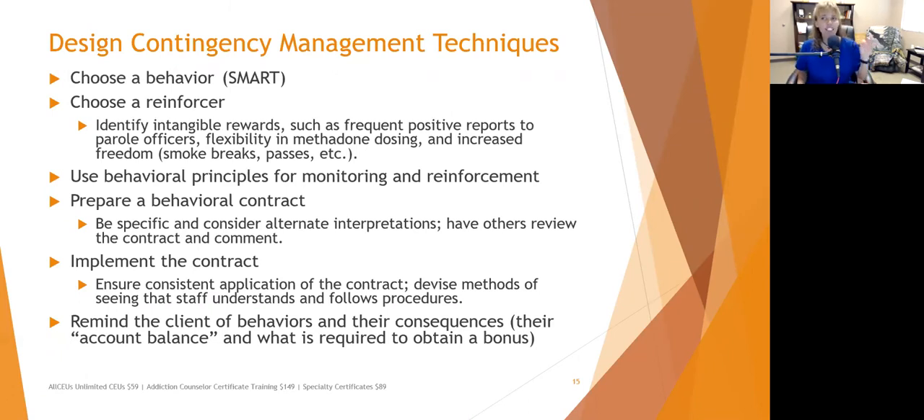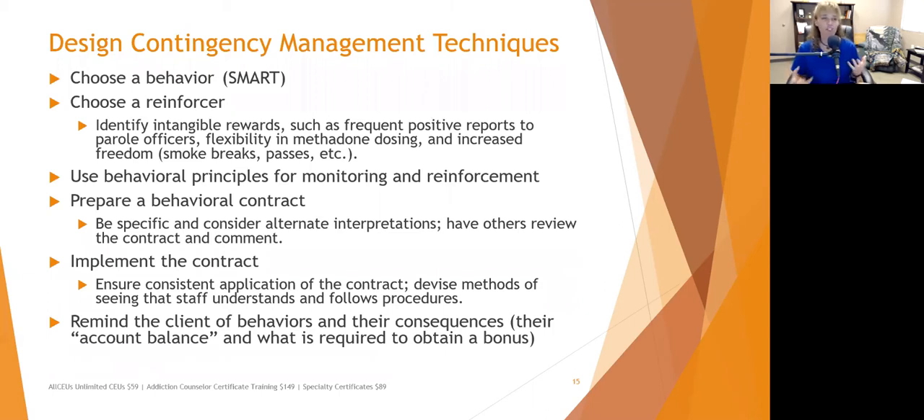Okay, when designing a contingency management program, choose a behavior, and it needs to be observable and measurable, specific, realistic, and time limited. Your SMART goals. Choose a reinforcer, and you can look at external reinforcers like privileges and tangible things like prizes, but also identify intangible rewards such as flexibility in their appointment times or the groups they come to, or increased freedom like more smoke breaks or passes to go off campus if it's a residential facility. Use behavioral principles for monitoring and reinforcement. That means you've got to figure out a way to monitor what's being done and what's not being done in an effective way, and reward frequently.